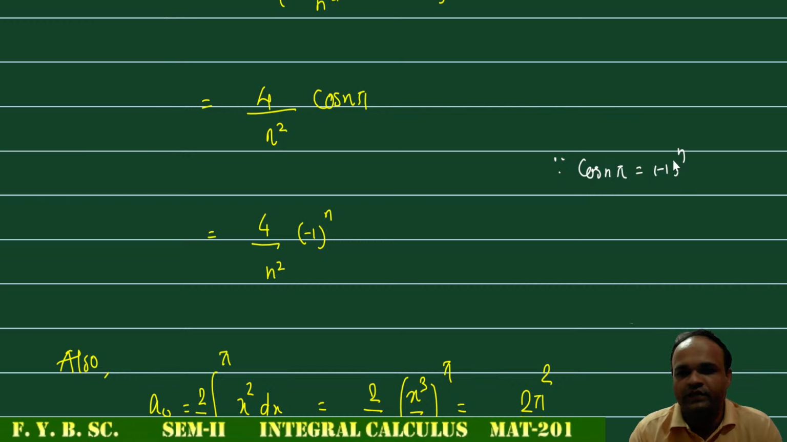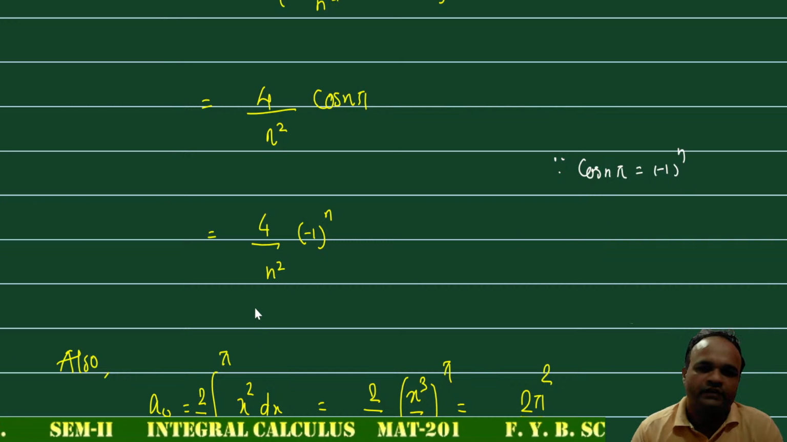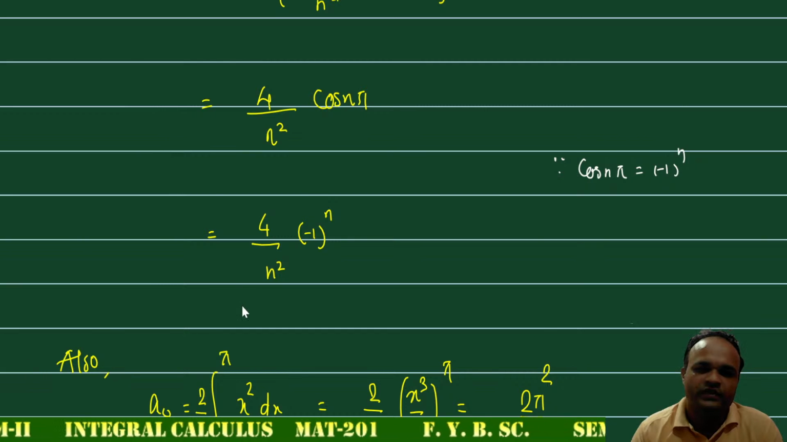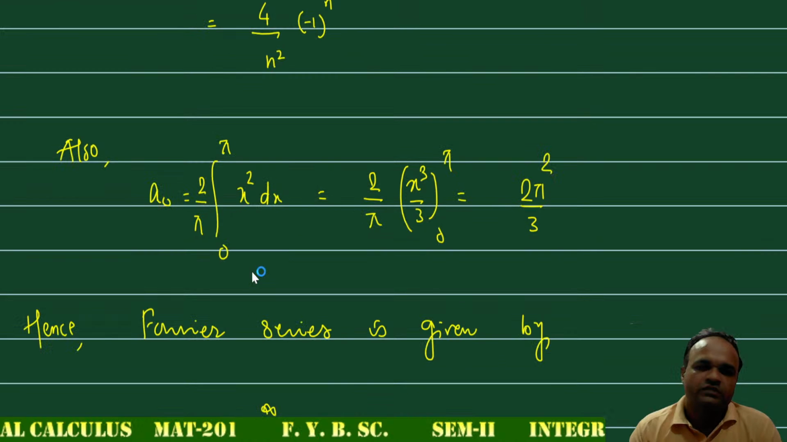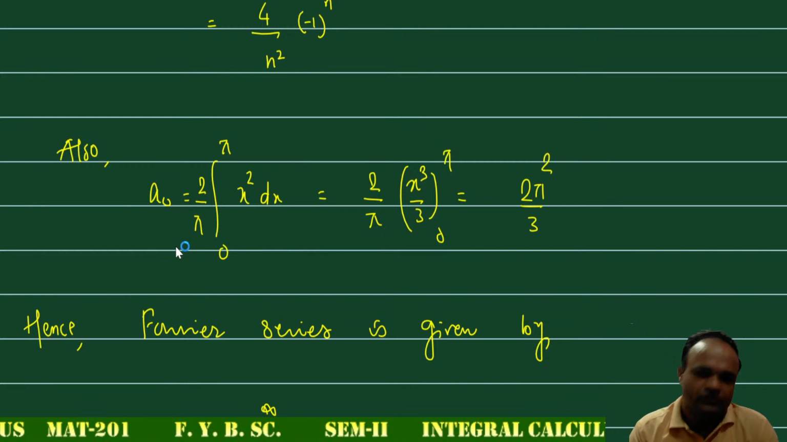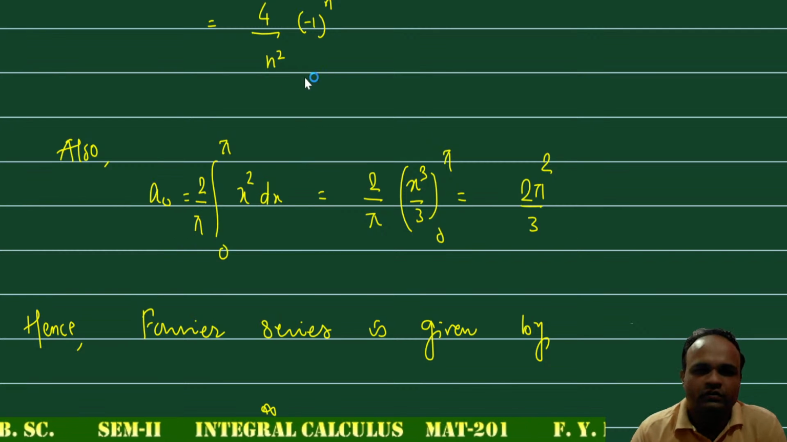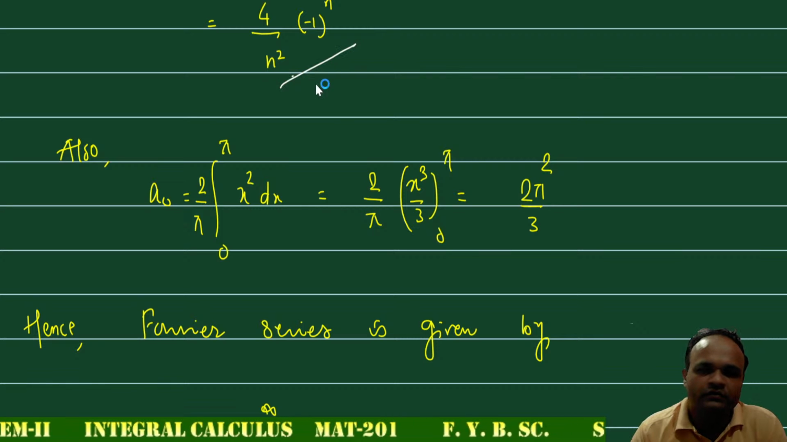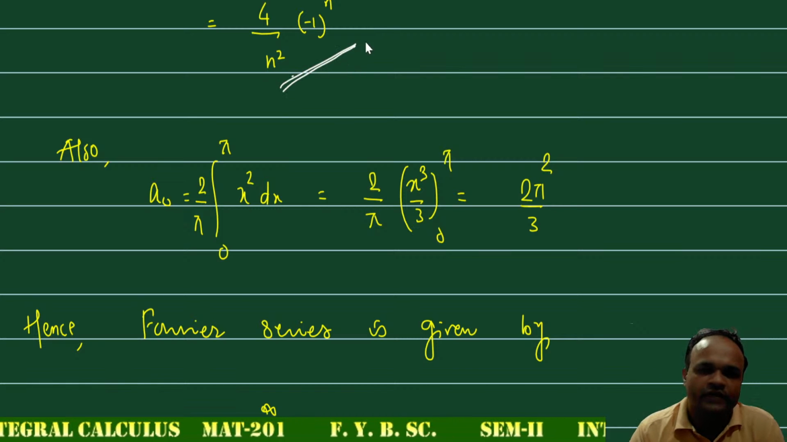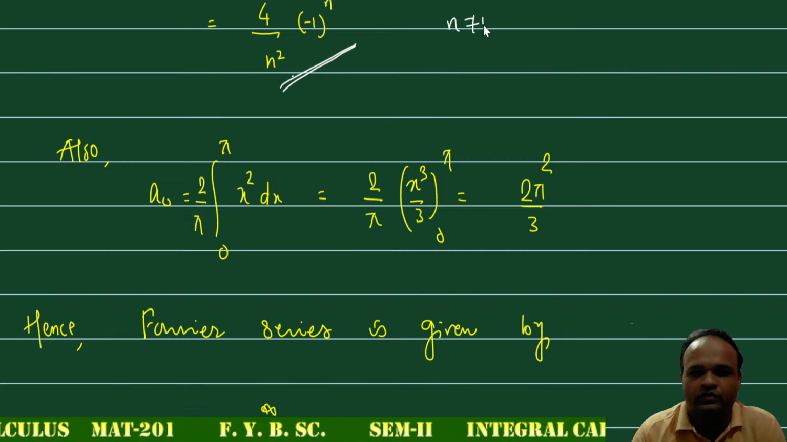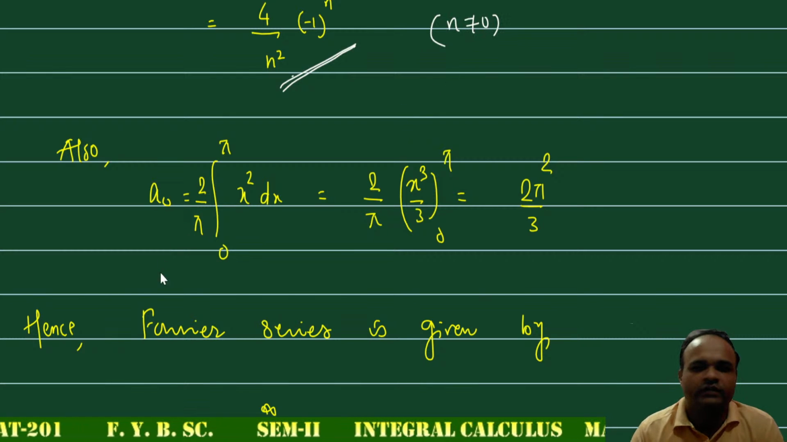Again, since cos n pi is equal to minus 1 raised to n, you'll find the value of an, that is 4 upon n square minus 1 raised to n. Also you can find a0. You have to find a0 separately, because if n equal to 0, this value we cannot define. So here n is not equal to 0. If n equal to 0, then it will be a0.